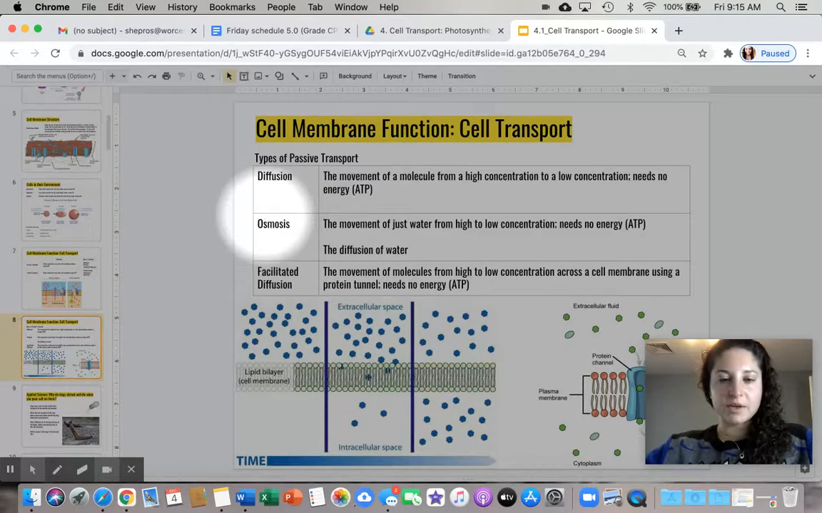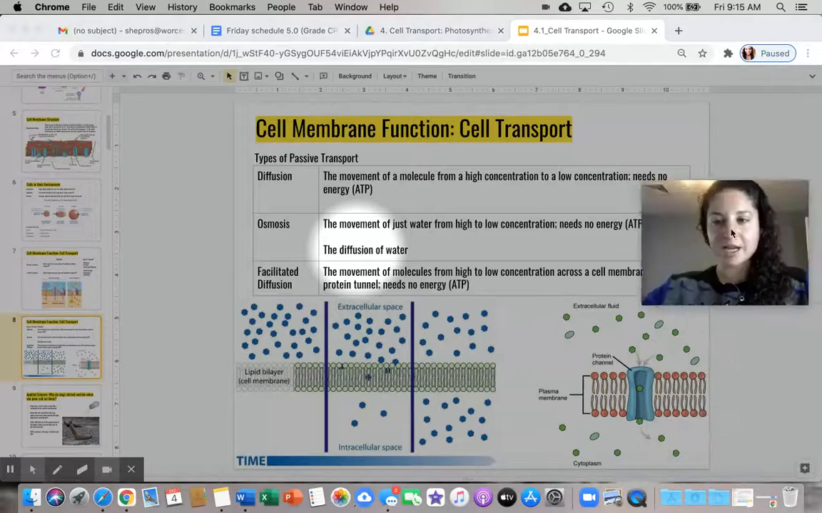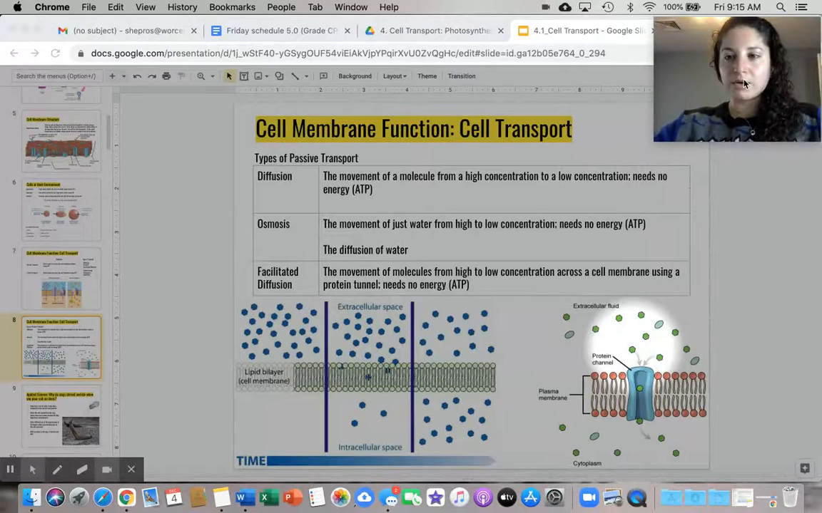All right, so we're going back to passive transport. Like I said, we're going to be talking about passive transport in more detail. The first type of passive transport we're going to be talking about is diffusion.